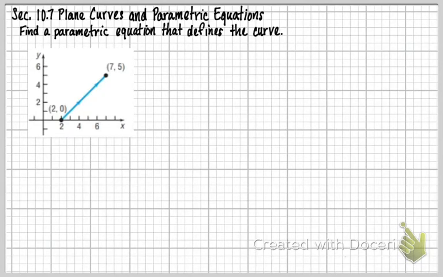So take a look at this problem. It says find a parametric equation that defines the curve. Even though this is a straight line, it is a curve. And notice this is a line segment and it goes from here to here, and it also is in this direction. So when we create our parametric equations, they have to be that way.